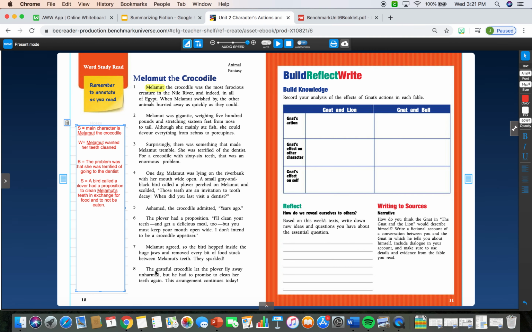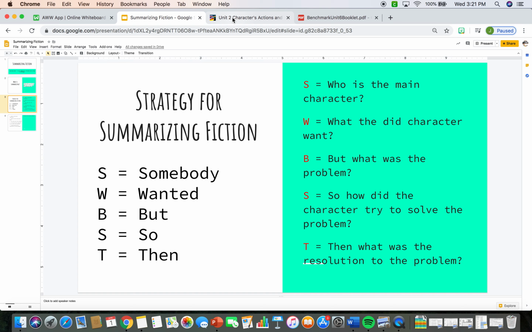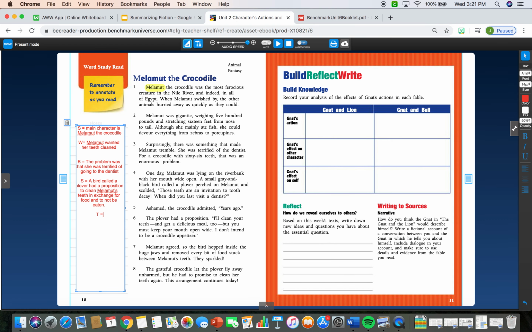Okay? The grateful crocodile let the plover fly away unharmed, but he had to promise to clean her teeth again. This arrangement continues today. All right, so we do have an outcome. So the resolution, then what happened? The crocodile, or Malamut, just write Malamut. Malamut agreed and let the plover fly away unharmed in exchange for him to clean her teeth again.